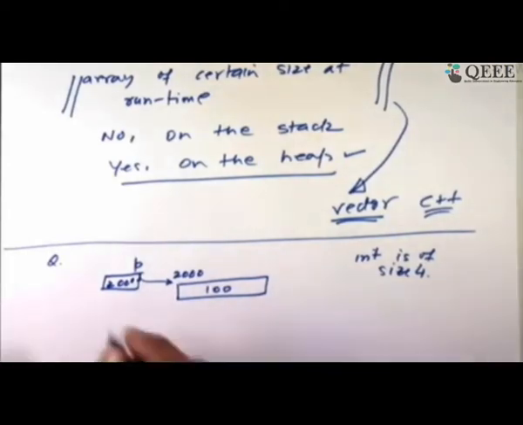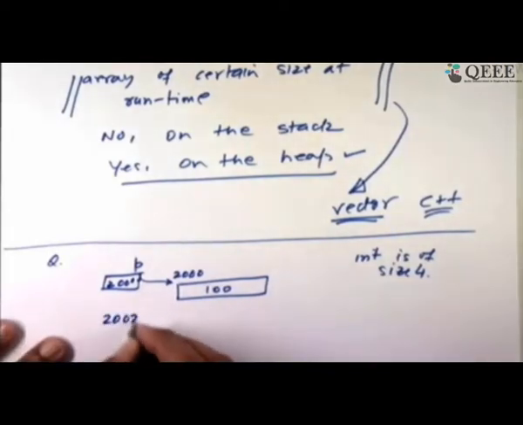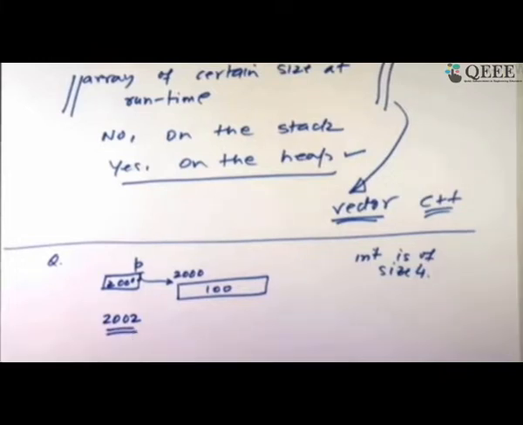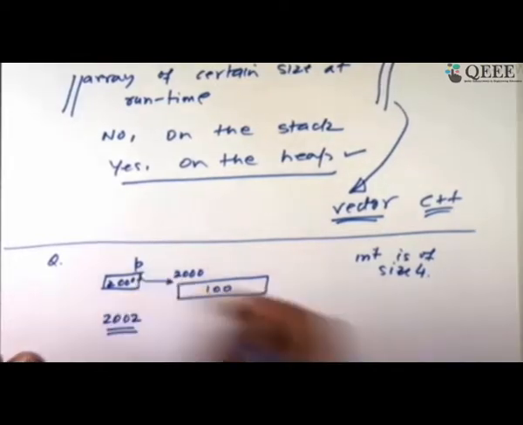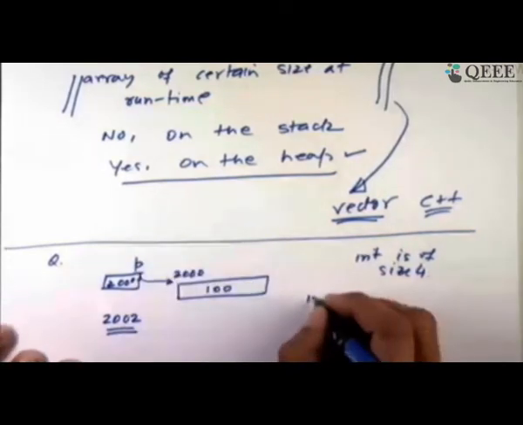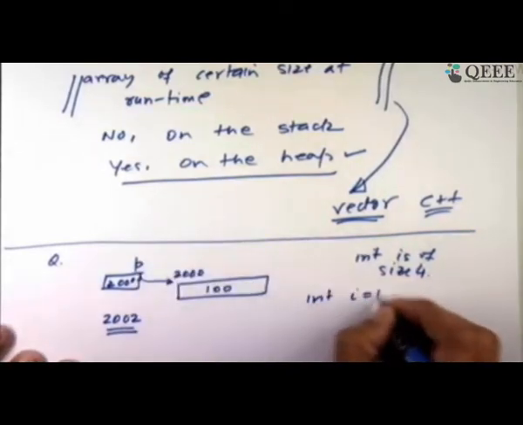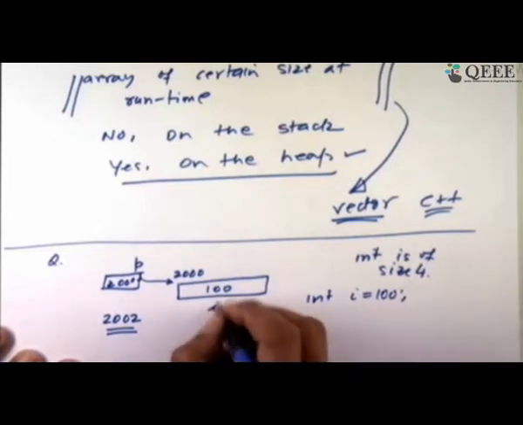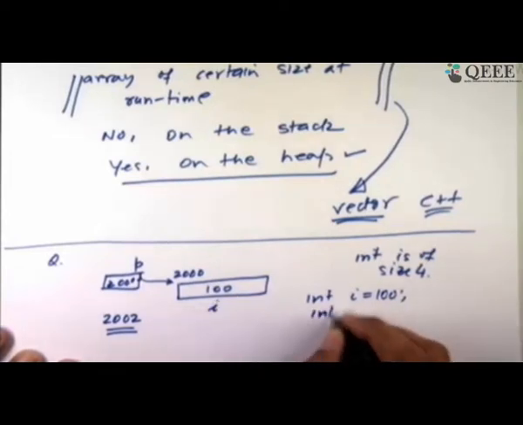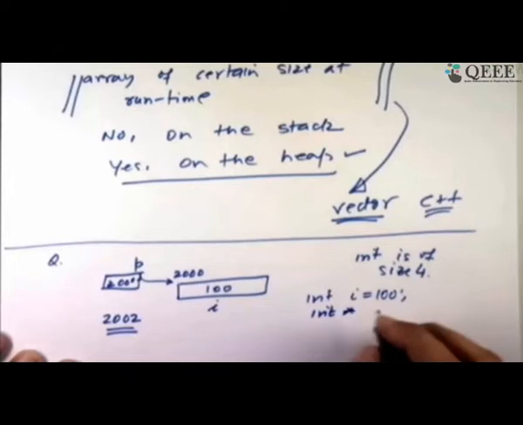Now he says, what happens if I dereference 2002? First you should be able to ask the question, can I dereference 2000? Because P was not created by us, remember. How did I get this P? Maybe I did int i equals 100, so I created this box with 100. Then I did int star P equal to address of i, and therefore I got this 2000.